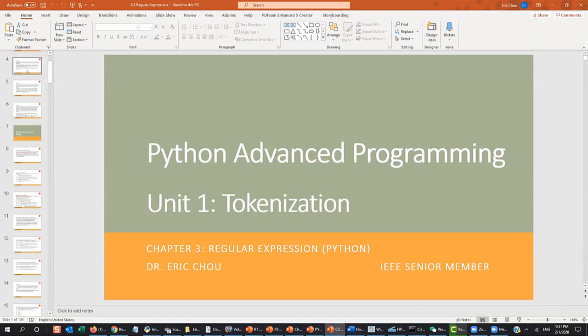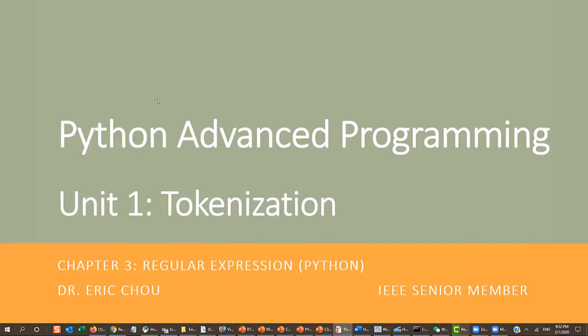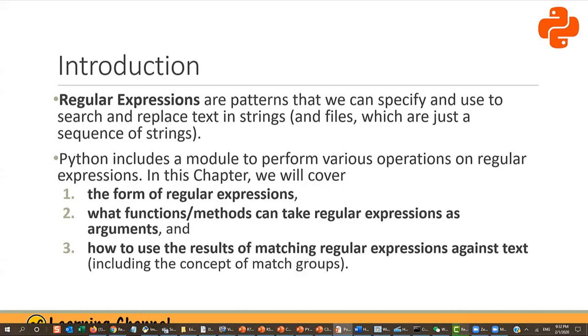Let's go to Python to study regular expressions. Regular expressions are patterns that we can specify and use to search and replace text. So we can match, we can search, we can replace using regular expressions. That's the power of it, okay? We'll see which functions or methods can take a regular expression as argument, and how to use the result of matching.